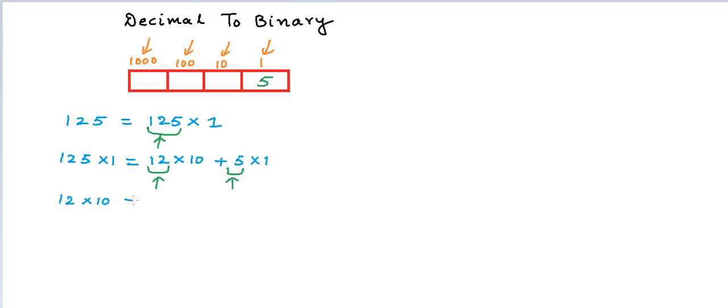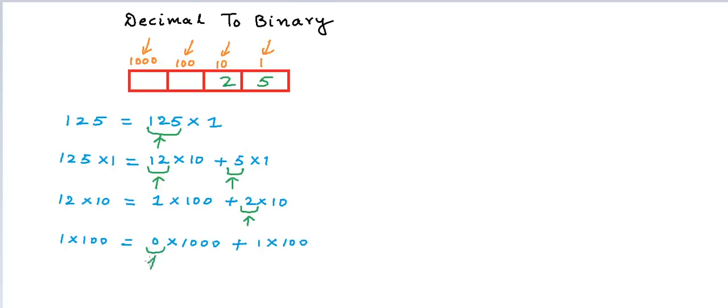Again, we cannot keep all these 12 tens into the tens column, so we take out all the hundreds out of this and keep only the remaining tens in the tens column. So this goes here. Now we cannot take 1000 out of this 100, so all of this 100 actually goes to the hundreds column.